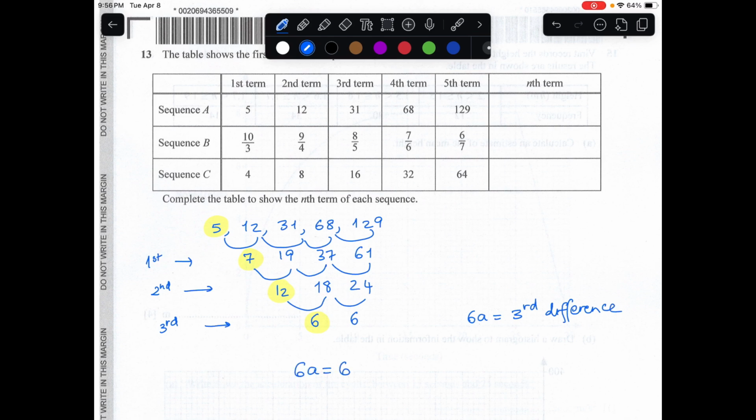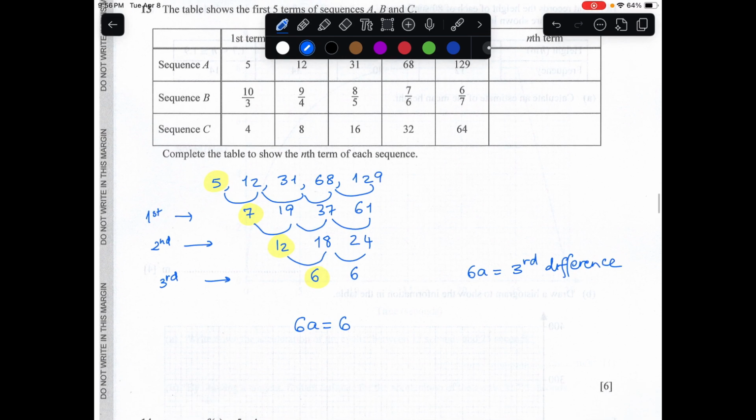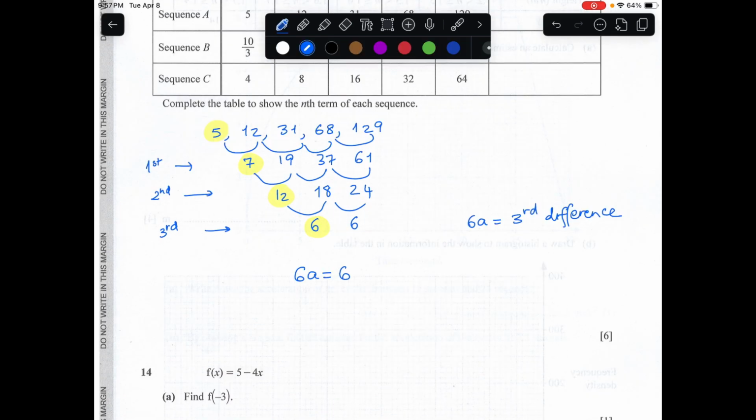So 6a is equal to 6 in this case. Then we have 12a plus 2b is equal to 12. 7a plus 3b plus c is equal to 7. And a plus b plus c plus d is equal to 5.